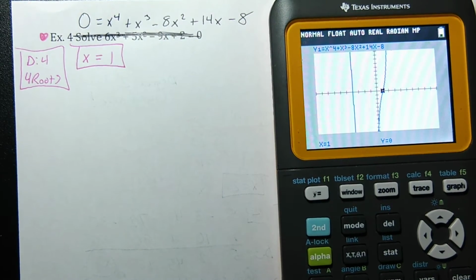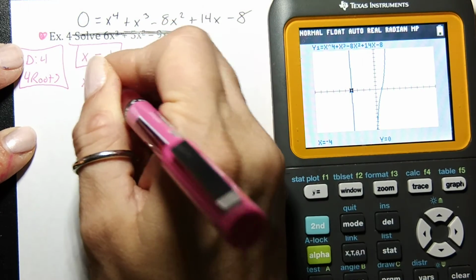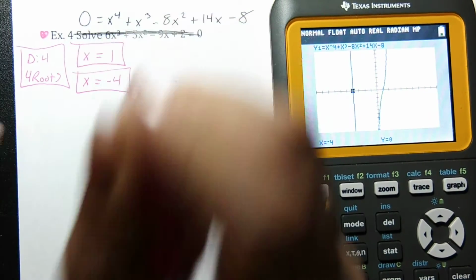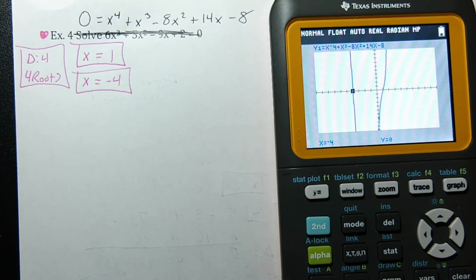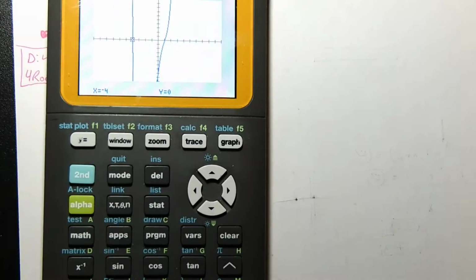And where does it look like our other one is? Negative 4. And as we trace negative 4, we see that that is a root as well. So we've got 2 of the 4 roots. What am I going to do with these 2 so that we can find the imaginary ones? Put them in the box.